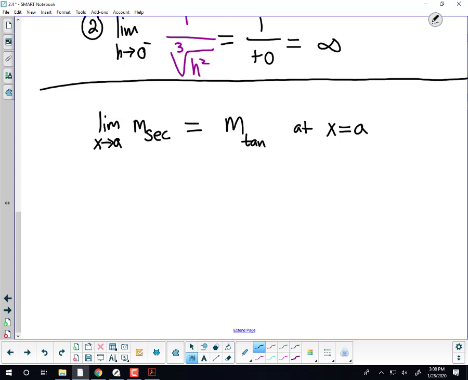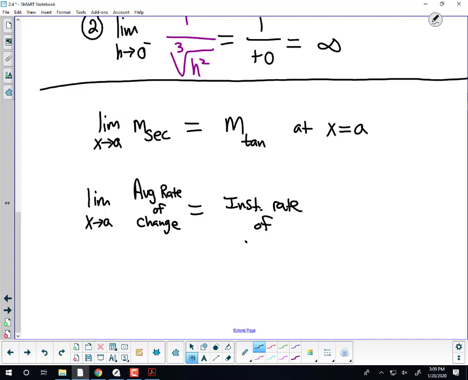The other interpretation, remember secant line, tangent line, that's a mathematical thing. The slope of the secant line actually is an average rate of change. So if I compute a limit, again, I'll just use x. It could be t, h, w, whatever. If I compute a limit on the average rate of change, the slope of the secant line, that will give me an instantaneous rate of change.